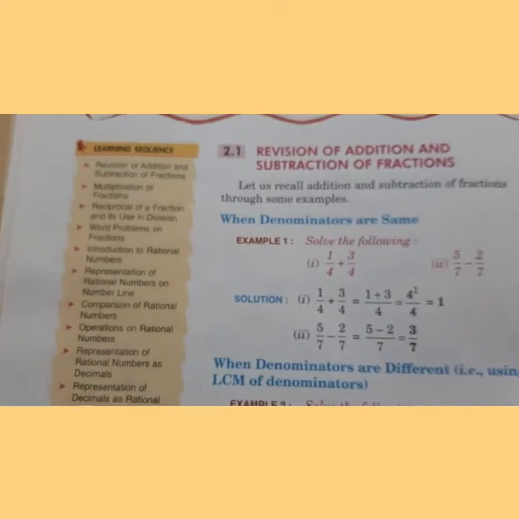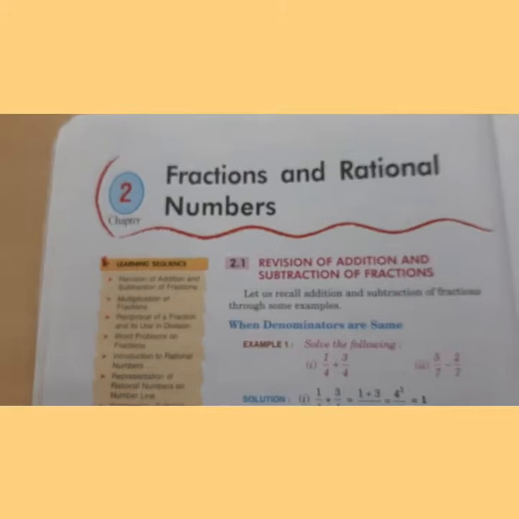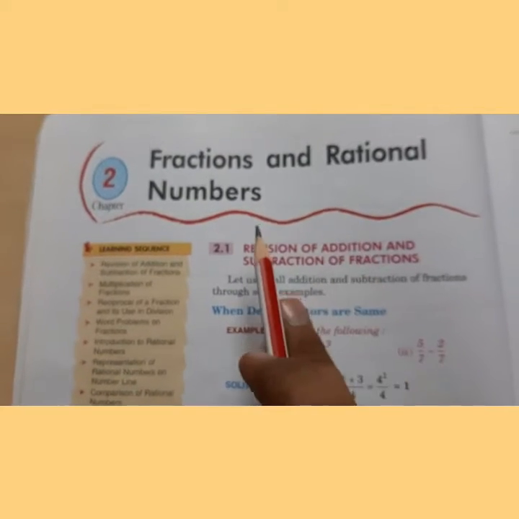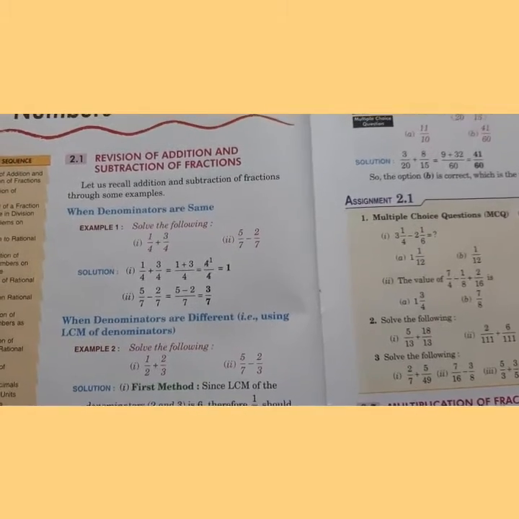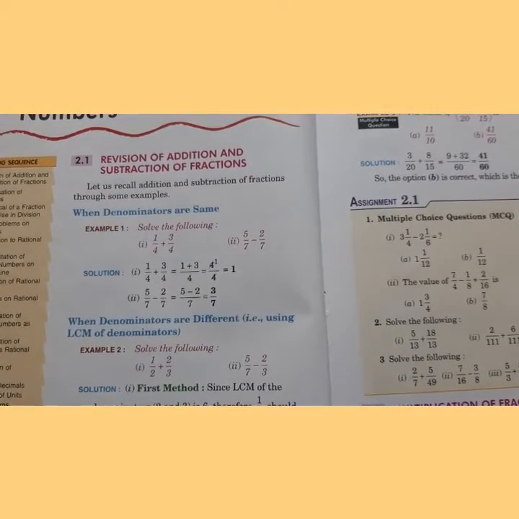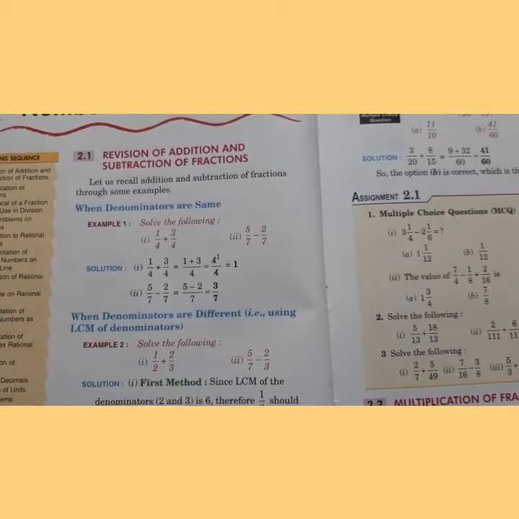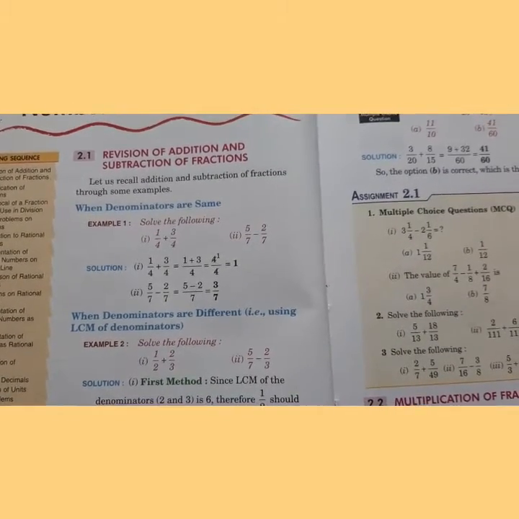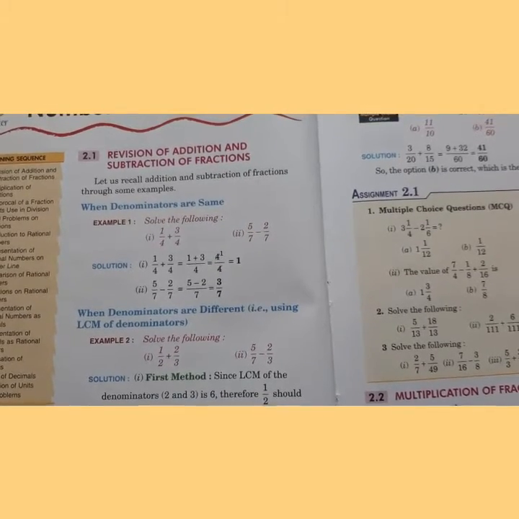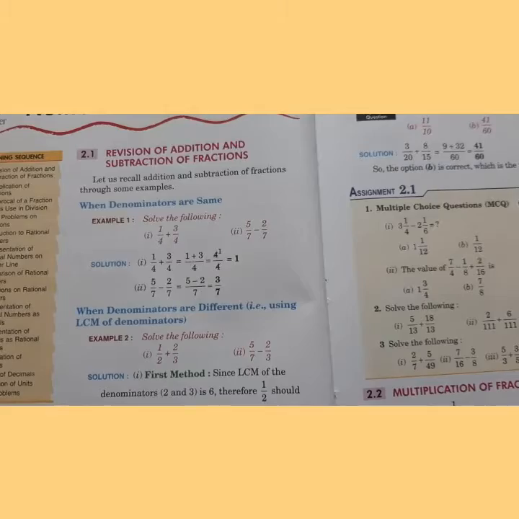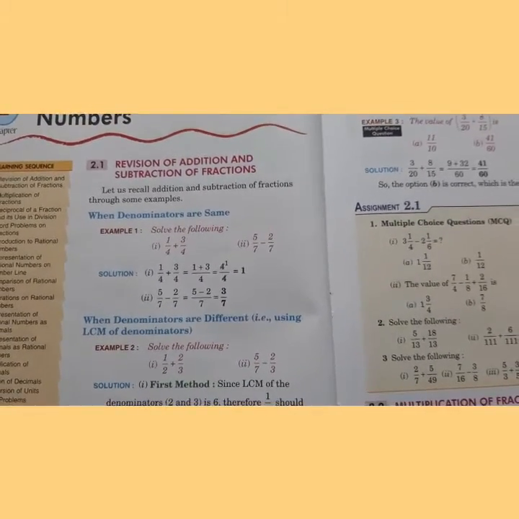Good morning, class. So now let's start the second chapter of Standard 7th Mathematics, Fractions and Rational Numbers. In this chapter, we will be learning the various mathematical operations on rational numbers like addition and subtraction, reciprocal of a fraction, word problems, division of decimals, conversion of units, etc. So now let's start this chapter.